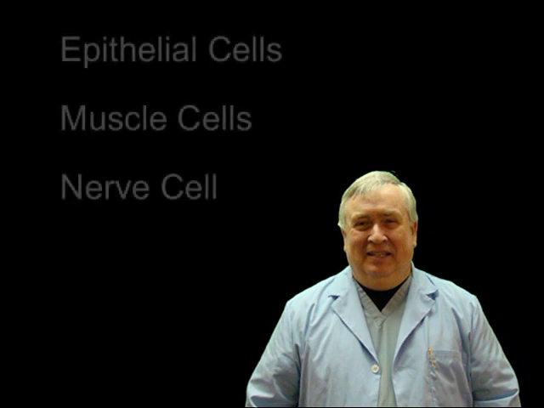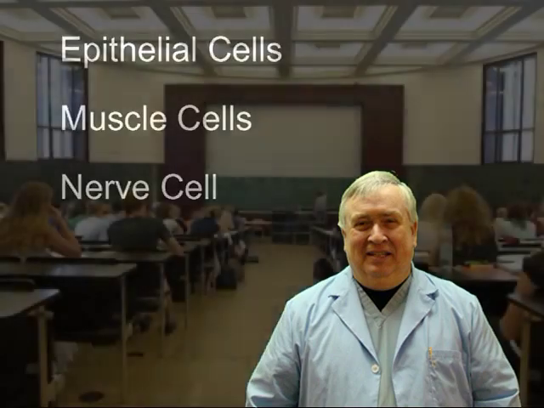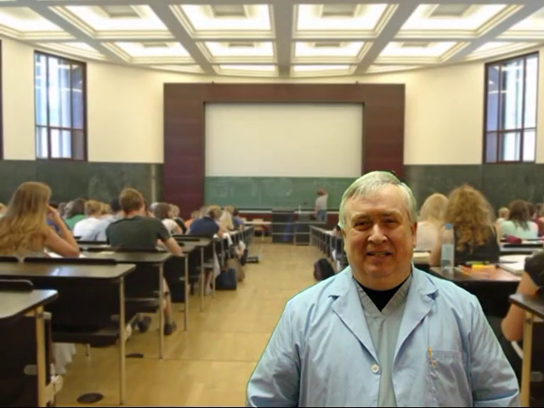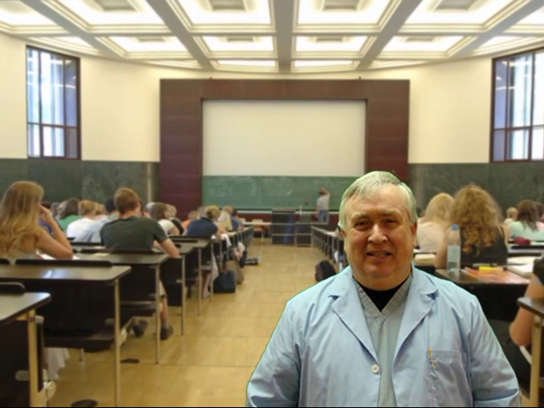This completes Lesson 2. You should review the lecture notes for this lesson, paying particular attention to the line drawing showing the different types of epithelial cells, the different types of muscle cells, and the structure of a nerve cell. Then you can take the self-evaluation exam. When you finish the exam, you'll be ready for Lesson 3, the human integumentary and fascial systems.